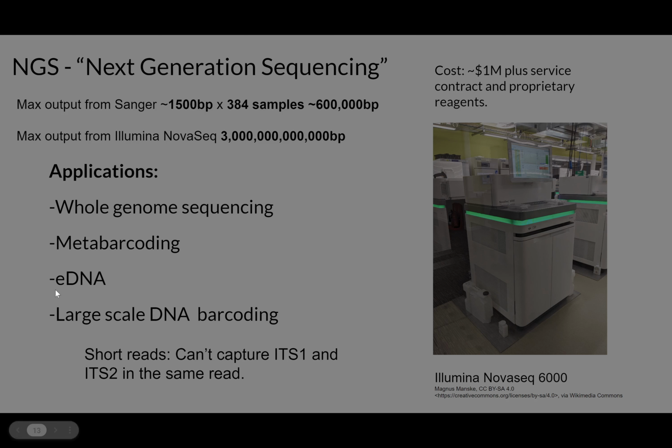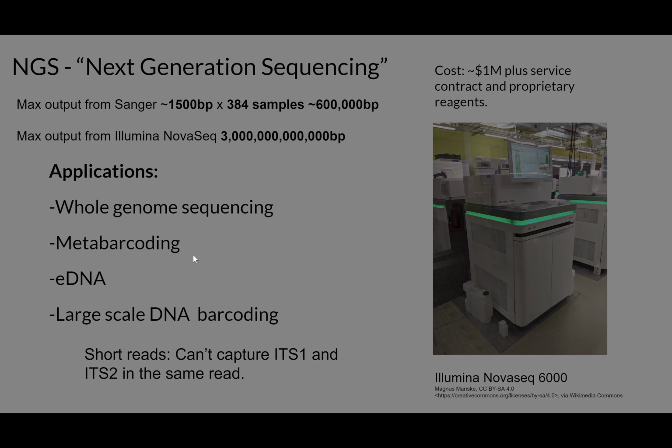The disadvantage to this technology, well, first of all, it's extremely expensive. One of these machines is like $1 million, and then there's a very pricey service contract and proprietary reagents. It's not something that any individual can really afford, and the only thing that makes this machine worthwhile is if you are running sequencing all day, every day, massive data sets.